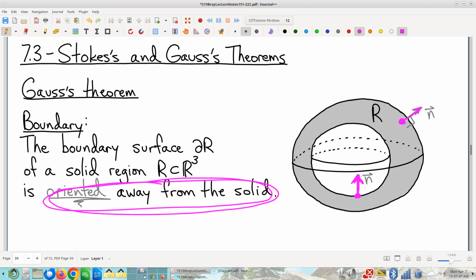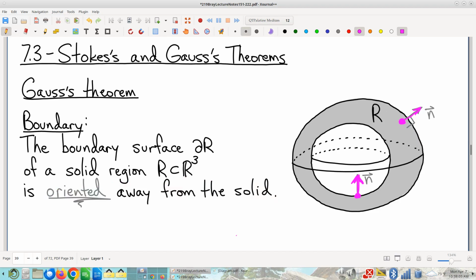It's not always outward. Just like when we were doing Green's theorem, it's not always counterclockwise. Right? It's usually, certainly when you're going around the outside. But it's not always. So you've got to be careful about, again, that oversimplification. Okay. Everybody okay with this? All right.